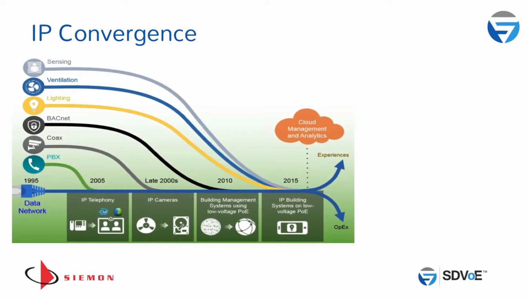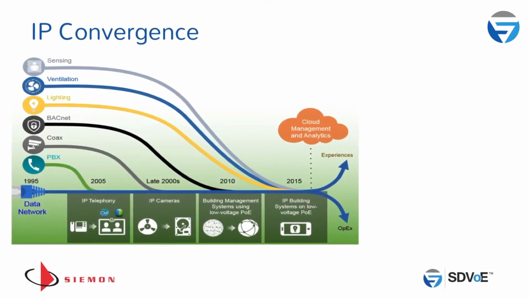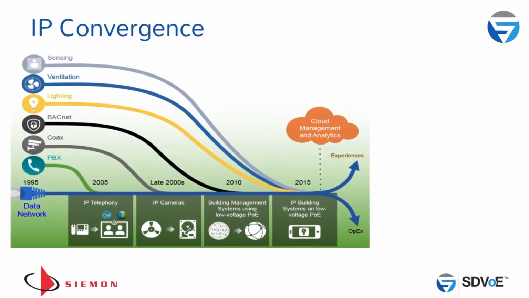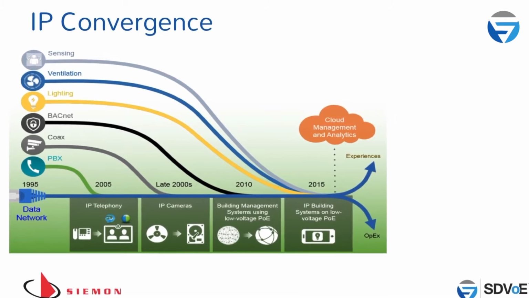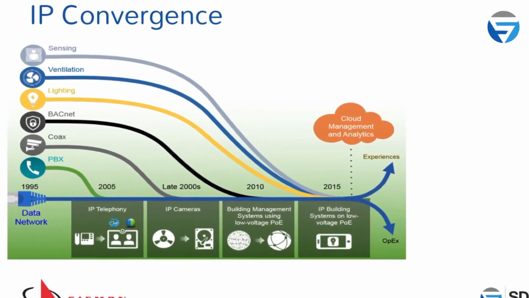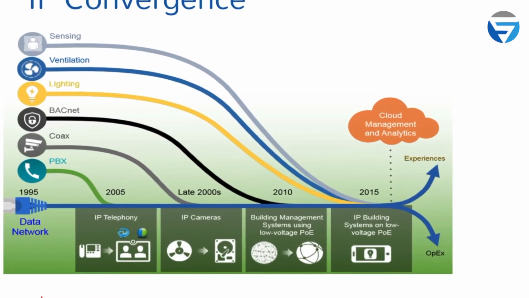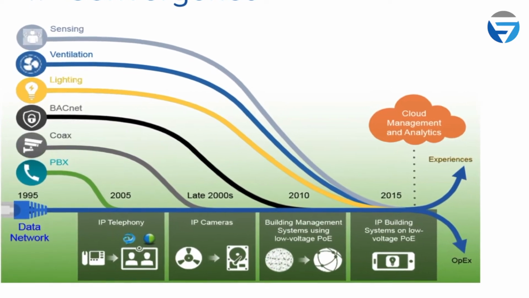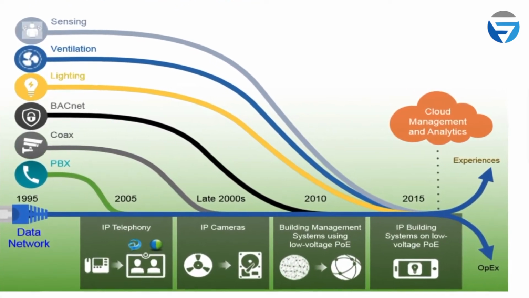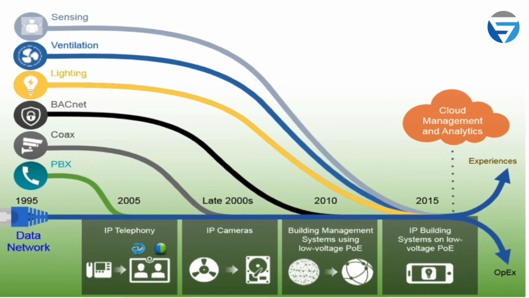So IP convergence is not new, right? IP began converging onto phone systems back in 2005, voice over IP. And of course now we have security systems that are over IP. We have HVAC, lighting systems, PoE. So a lot of technologies have already converged, and AV is just one of the latest ones that's converged over.